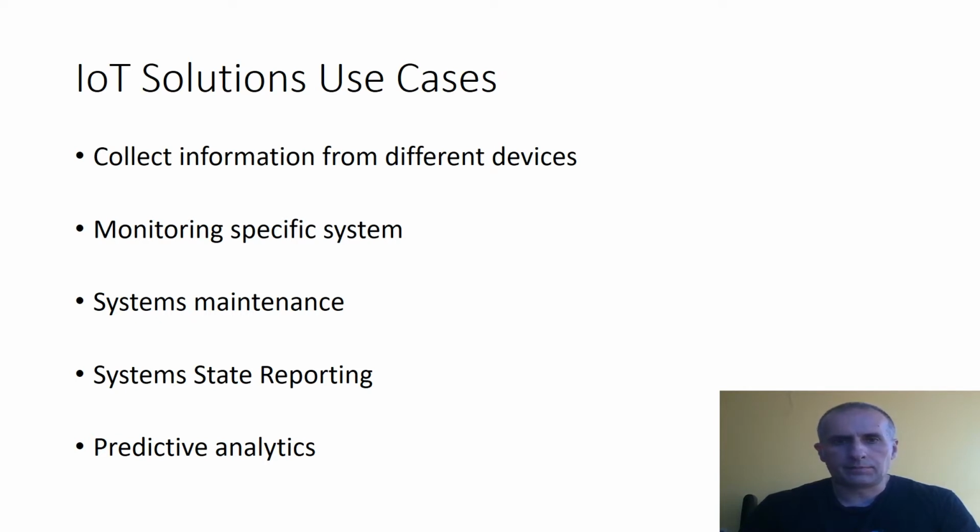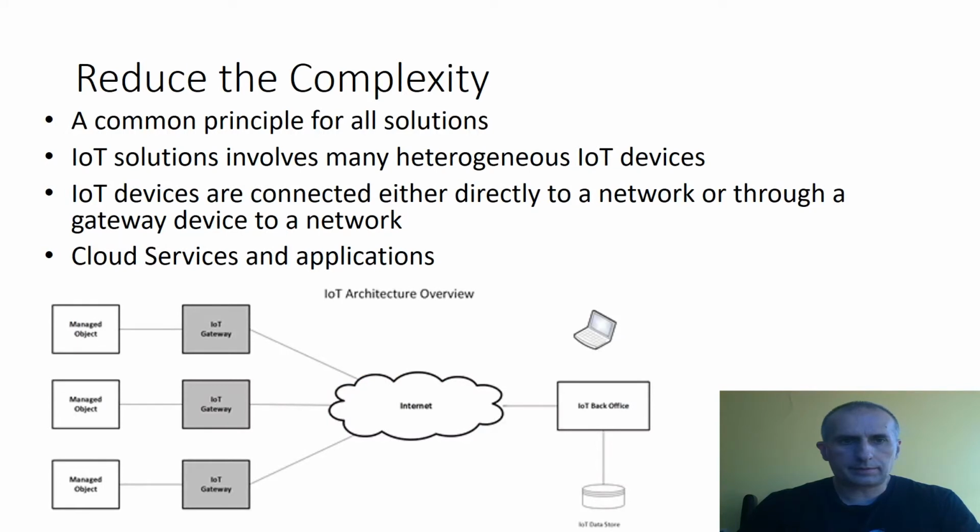We can have different situations where IoT is very useful and necessary. It is when we collect information from different devices. It is possible also to use it for monitoring of specific systems, for systems maintenance, system state reporting, and predictive analytics. As you see in the current schema, we have on the high level different sensors which communicate with backend services using different types of connections, usually via internet, using specific devices, so-named IoT gateways. In IoT, we have distributed systems where we have different components in different locations, and connection and latency are pretty specific for such kind of solutions.